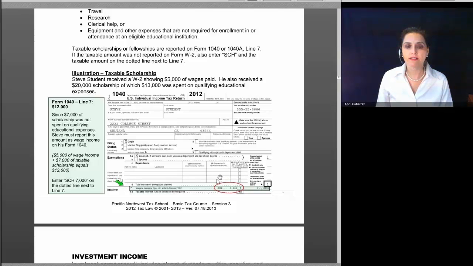They do say, since there is no W-2, that you should identify that number on the line next to line 7. So on the dotted line next to line 7, you type SCH, that means taxable scholarship. You enter the amount of the scholarship, and then you add that scholarship amount to the $5,000 of wages and enter $12,000 on Steve's student's 1040.